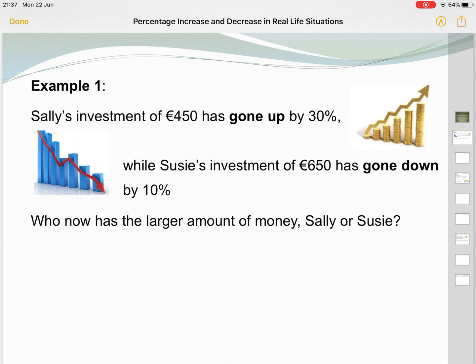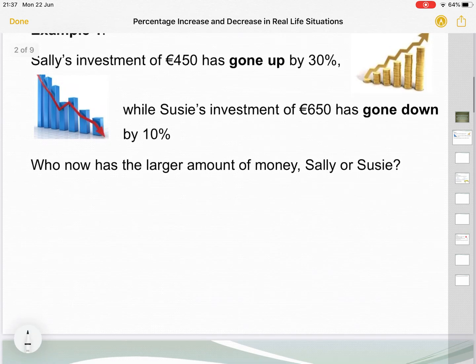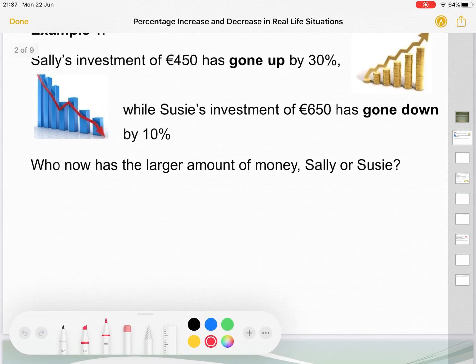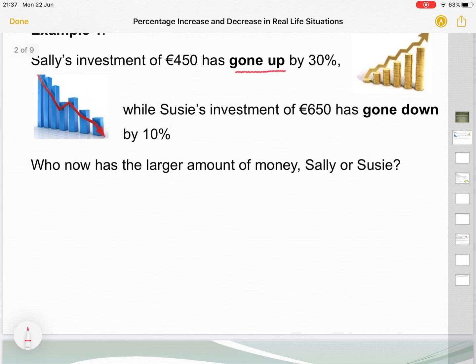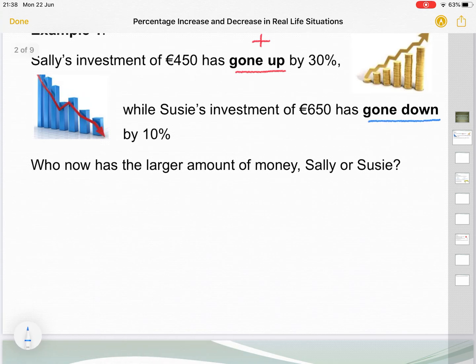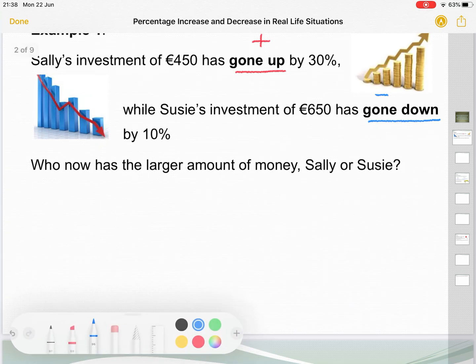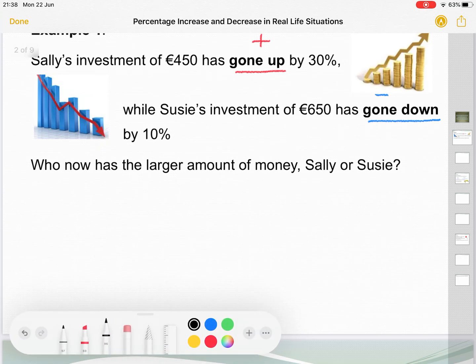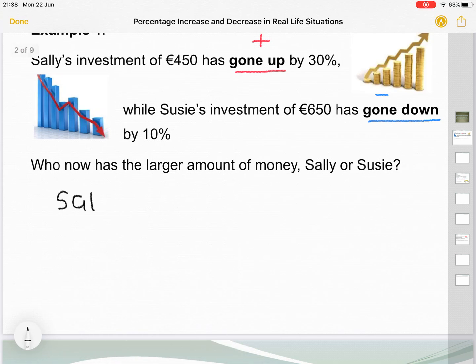Okay, so let's mark the keywords first. In the case of Sally's, her investment has gone up, so we must add in that case. And in the case of Susie, her investment has gone down, so we must subtract in that case, okay? Let's start with Sally.